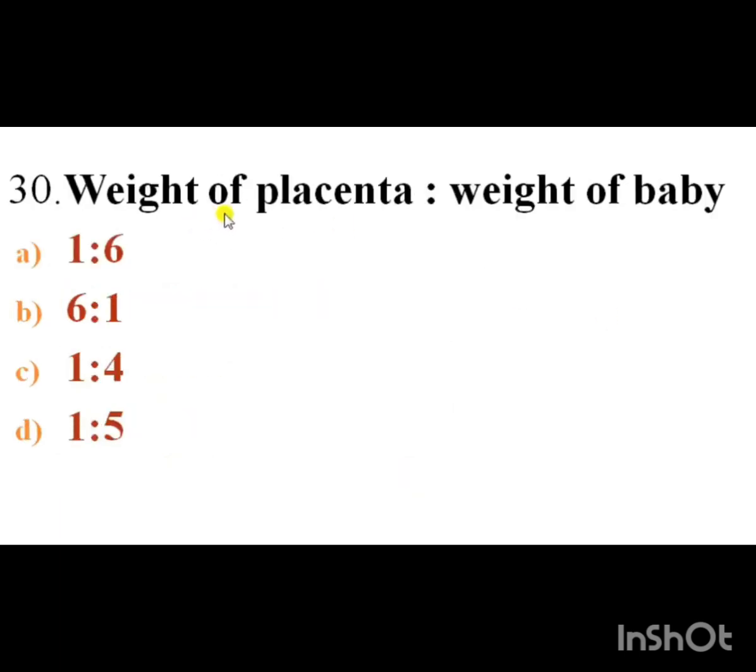Next question. Weight of placenta to weight of baby: A. 1:6, B. 6:1, C. 1:4, D. 1:5. Answer is A, 1:6.